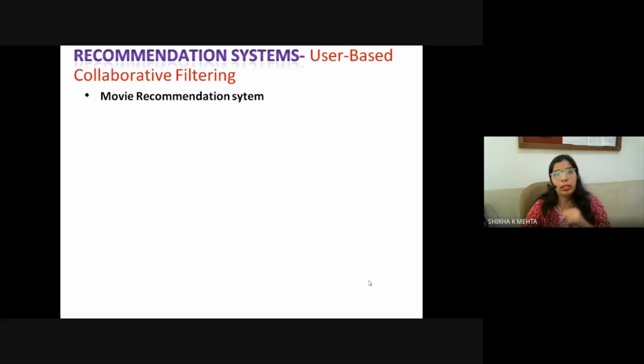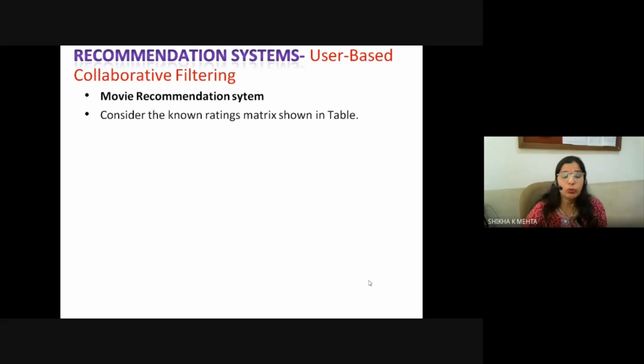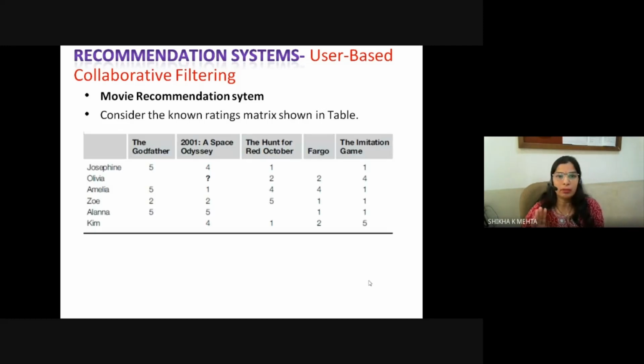Then let us take one example. We take the example of a movie recommendation system, and let us say we have a matrix. This is how the data is stored. This is the rating matrix. These are the names of the persons who have watched all these movies. These 5 movies we have taken, and these are the ratings. Joseph rated the Godfather movie as 5 and the 2001 A Space Odyssey movie as 4. These are the rating behaviors, the kind of ratings which are given, right?